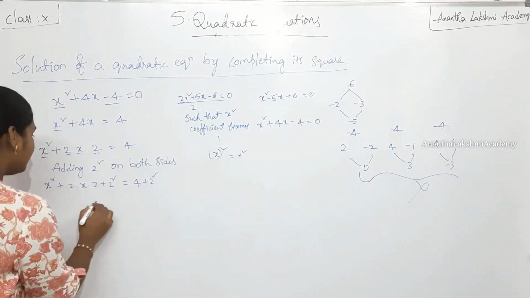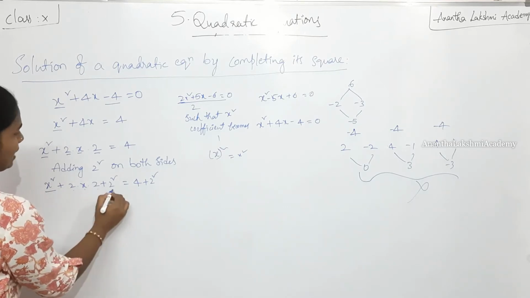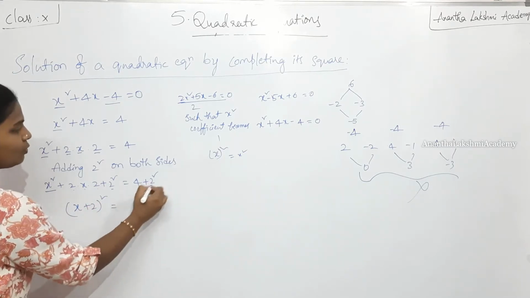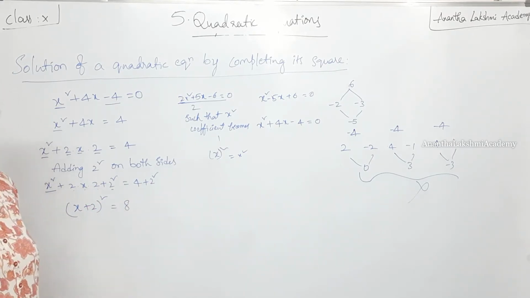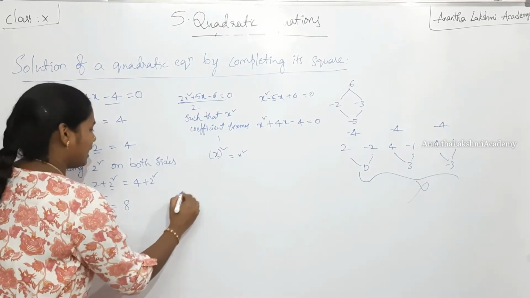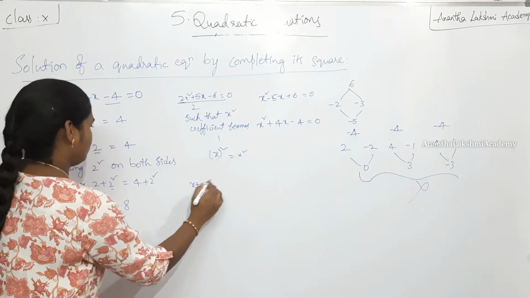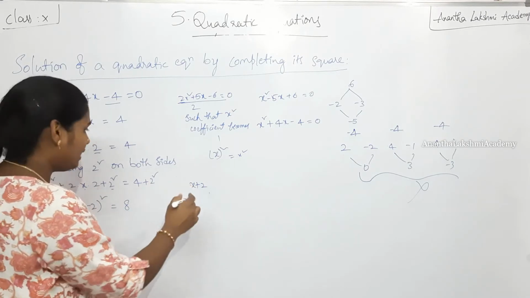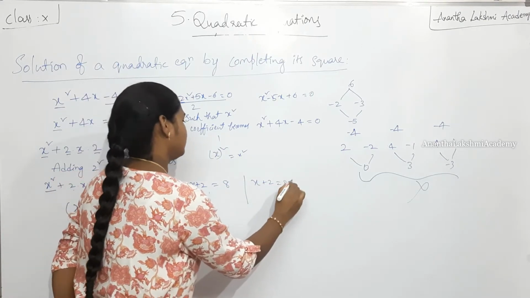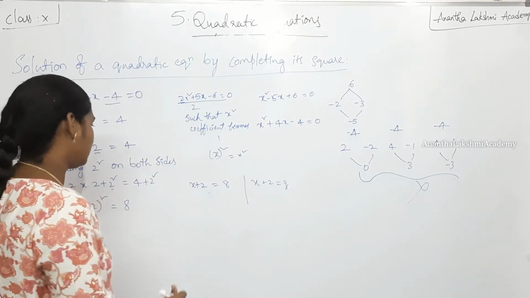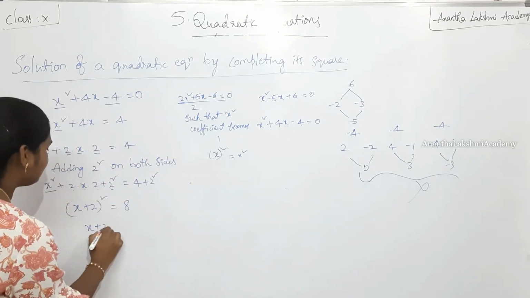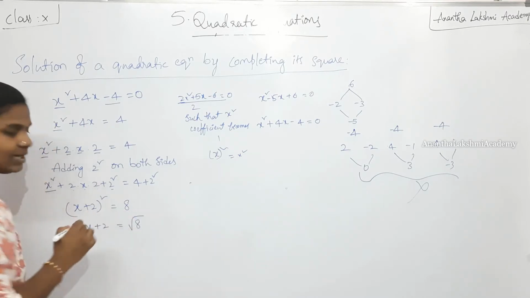Alright, so this is going to be a square plus 2ab plus b square, which is nothing but x plus 2 whole square is equal to 4 plus 4, which is 8. Now, according to the factorization, how do we do it? Since we are dealing with squares, let me write it as x plus 2 is equal to under root of 8. Can I write this?